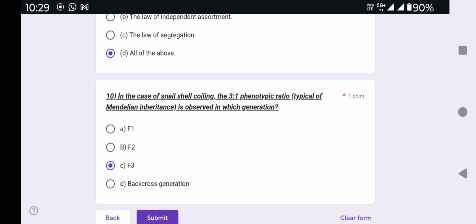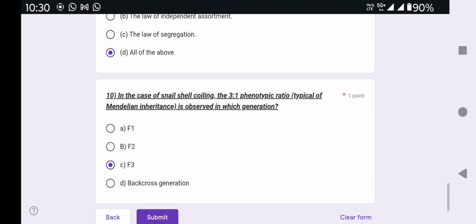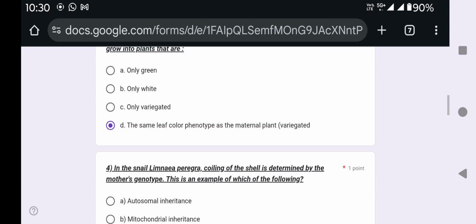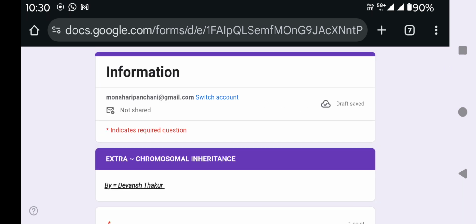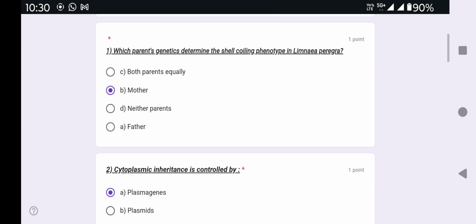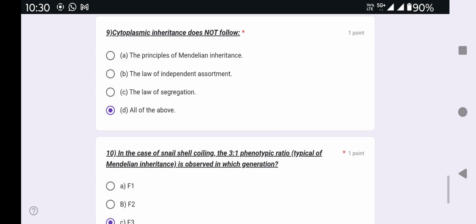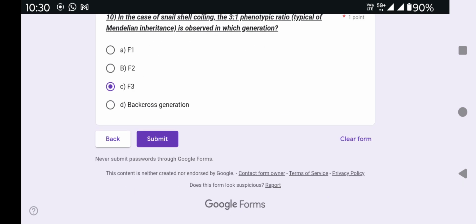Because snail coiling is also an example of cytoplasmic inheritance, and in cytoplasmic inheritance, the progeny will get the characters from the cytoplasm. So it's different from nuclear inheritance. These are the examples and these are the questions taken from cytoplasmic inheritance. So first of all, go through the topic extra chromosomal inheritance, or extra nuclear inheritance, or cytoplasmic inheritance. Then understand through the examples and then try to solve the questions. Okay.